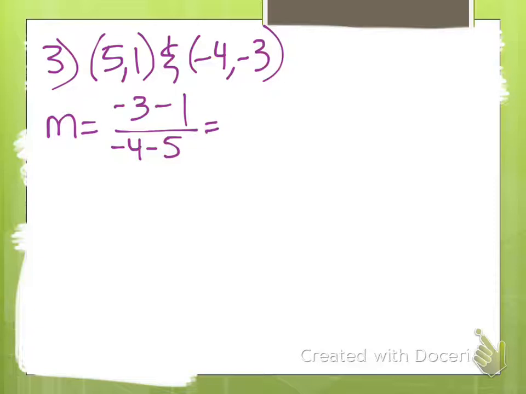All right, Caden, what did you get in the numerator? -4. And in the denominator? Wonderful. But we all know a negative over a negative is really a positive. So I would write this as positive 4/9.